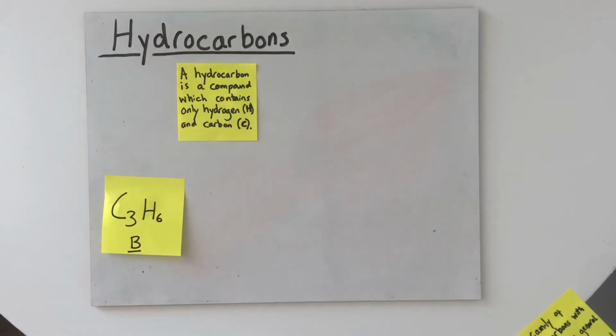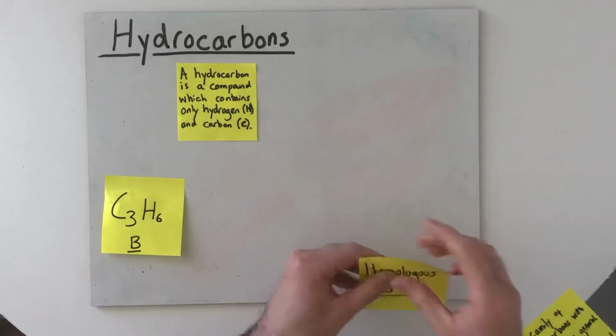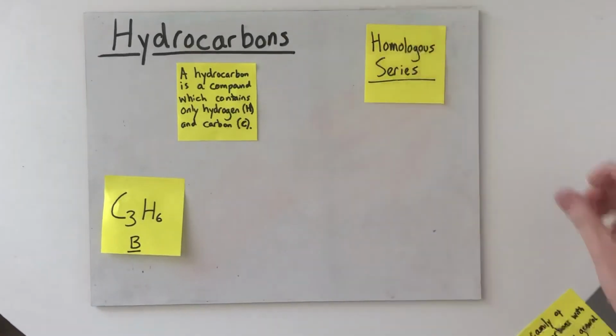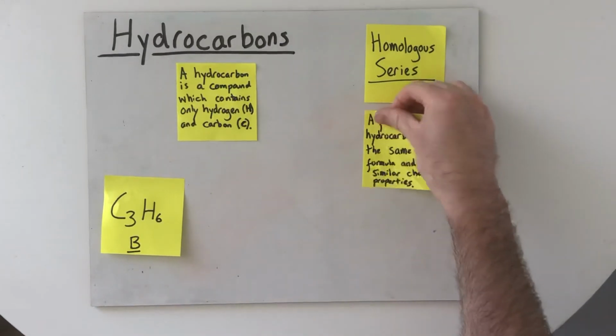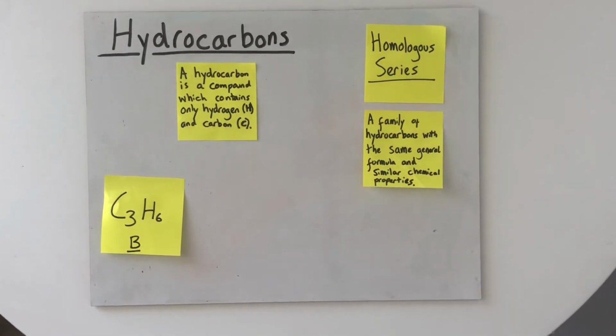The second key concept is the definition of a homologous series. This is a very common SQA exam question and you're expected to know this definition off by heart. You should be able to rattle it right off. So a homologous series is a family of hydrocarbons with the same general formula and similar chemical properties.